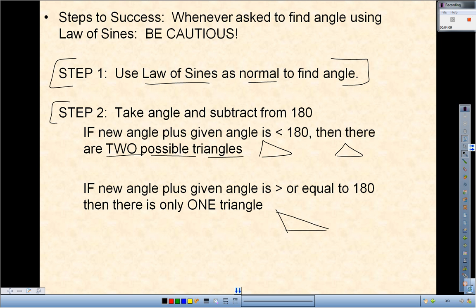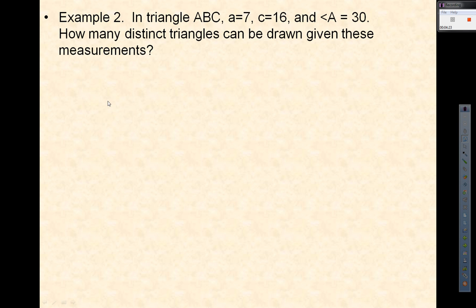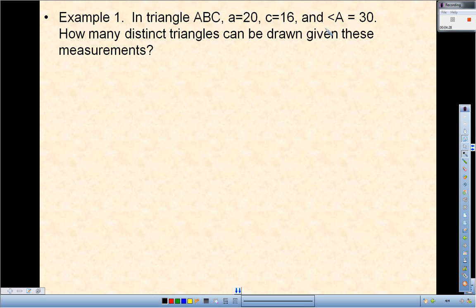So let's go ahead and take a look at an example. I'm going to go back and look at example 1. And here's my situation. It says in triangle ABC, a is 20, c is 16, and angle A is 30.